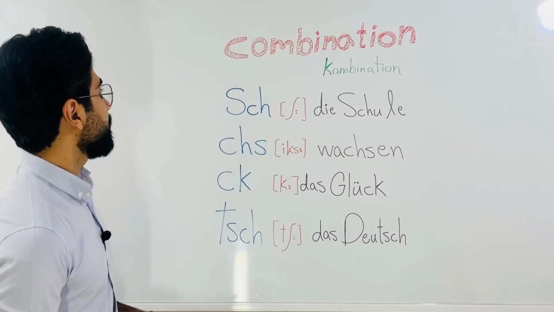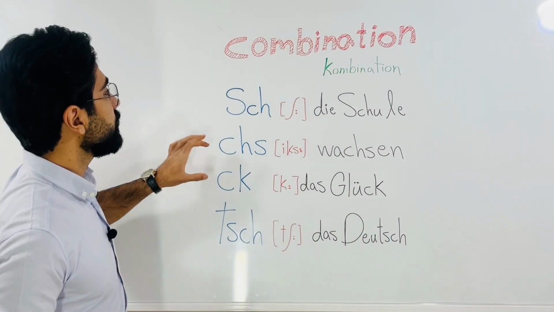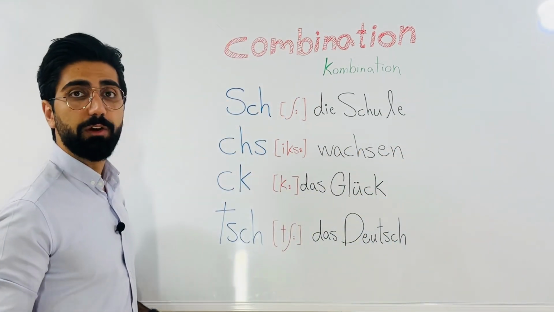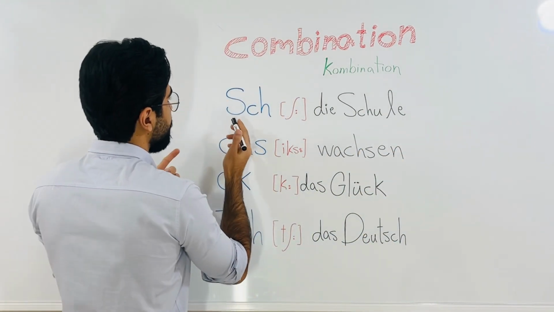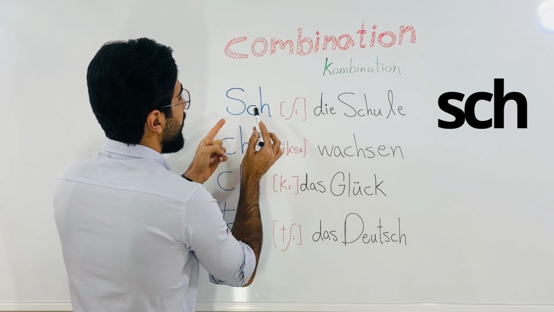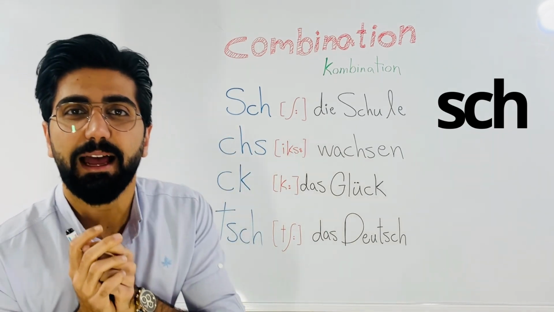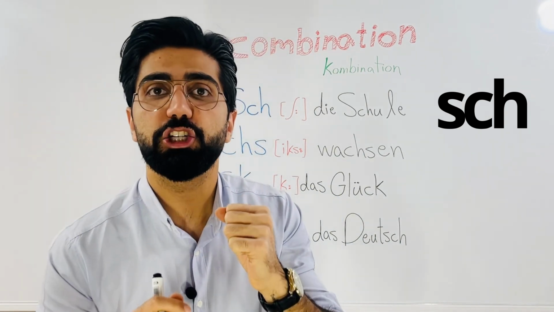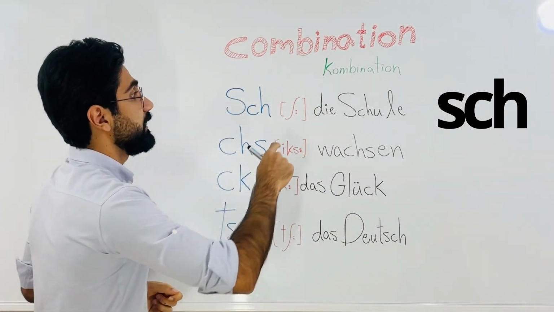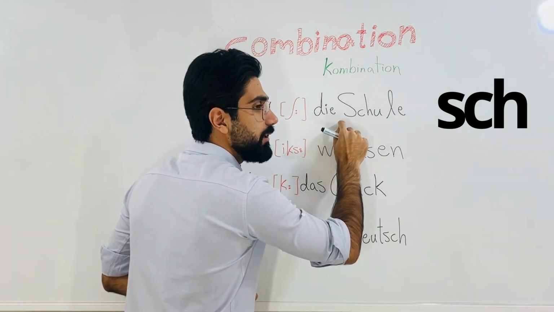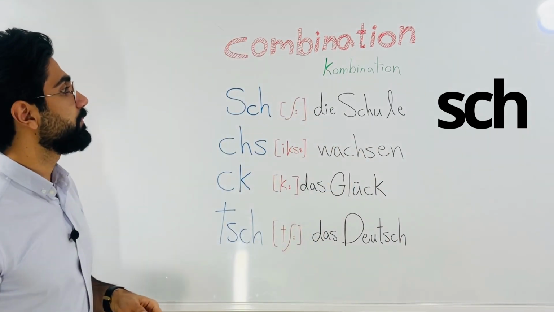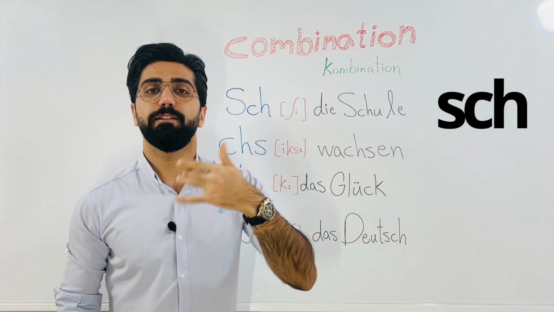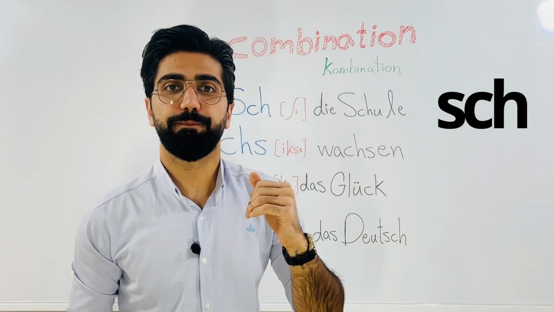And now we have other combinations between other alphabets. At first we have the combination SCH. It sounds like sh, a strong sh. Die Schule is our example. Die Schule. That means school.